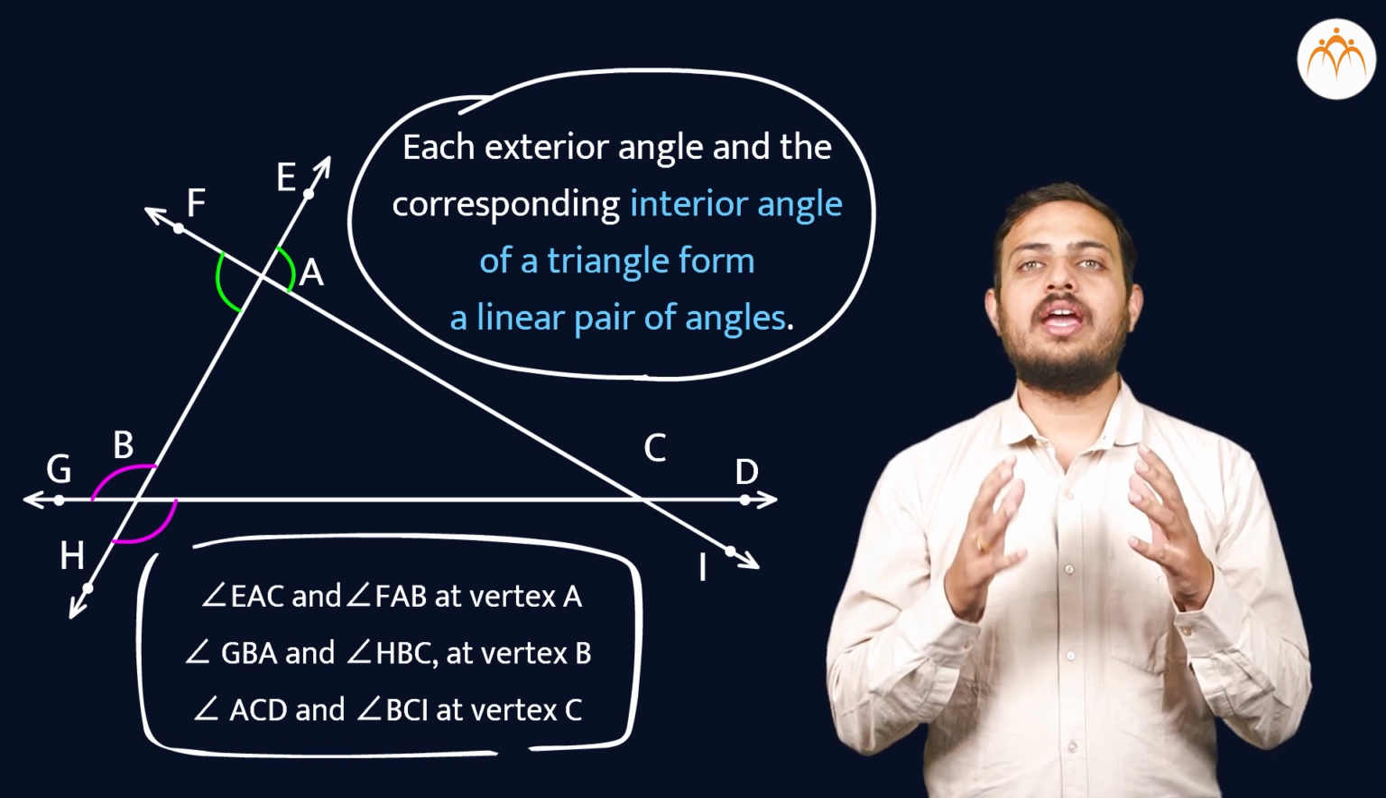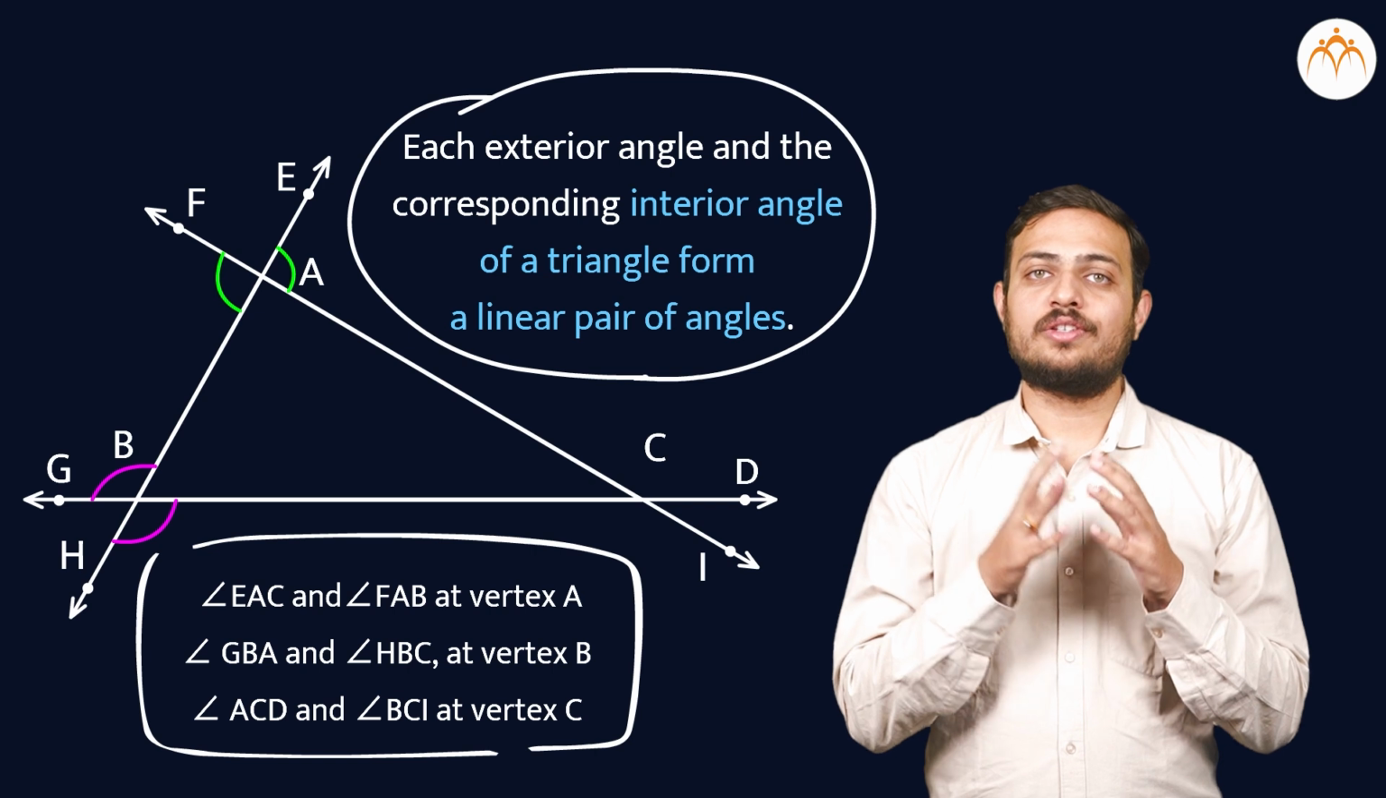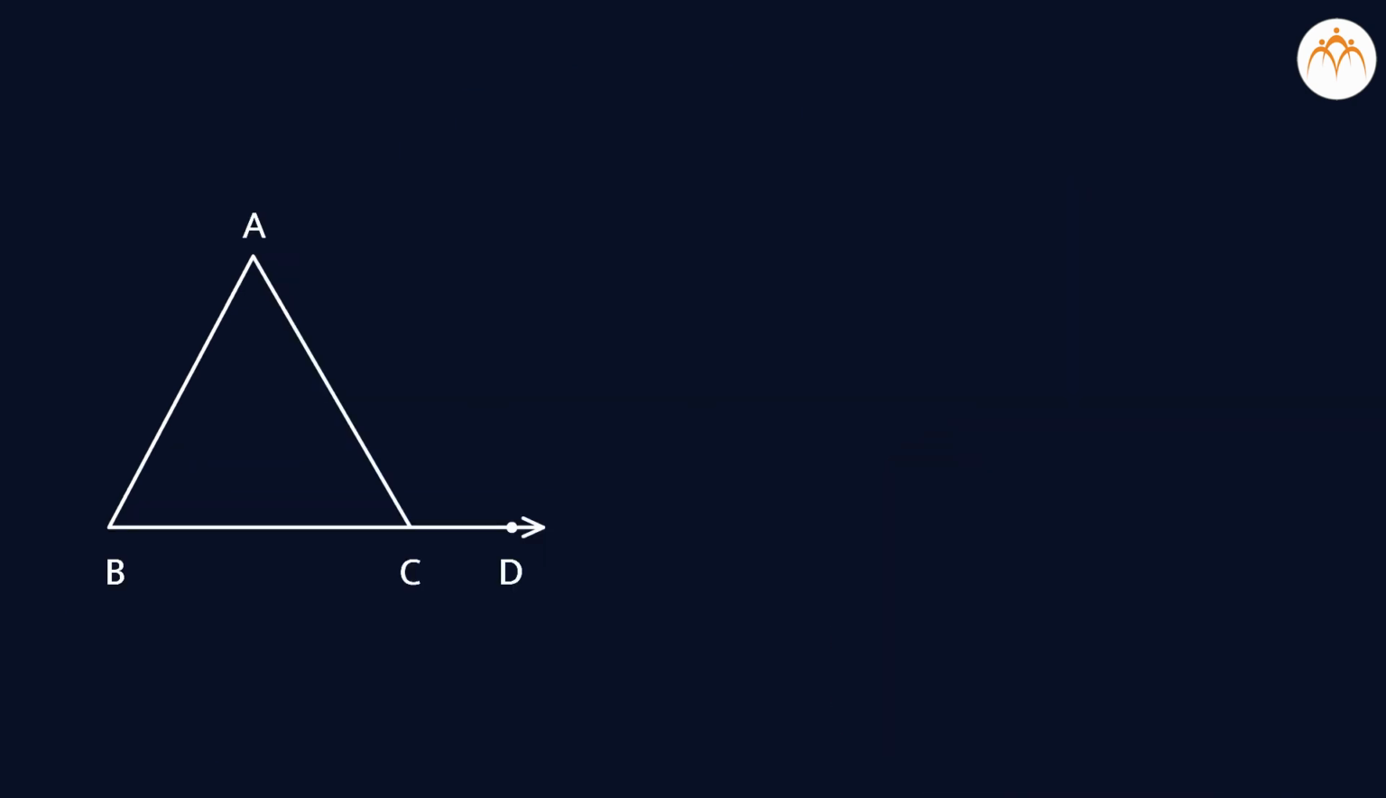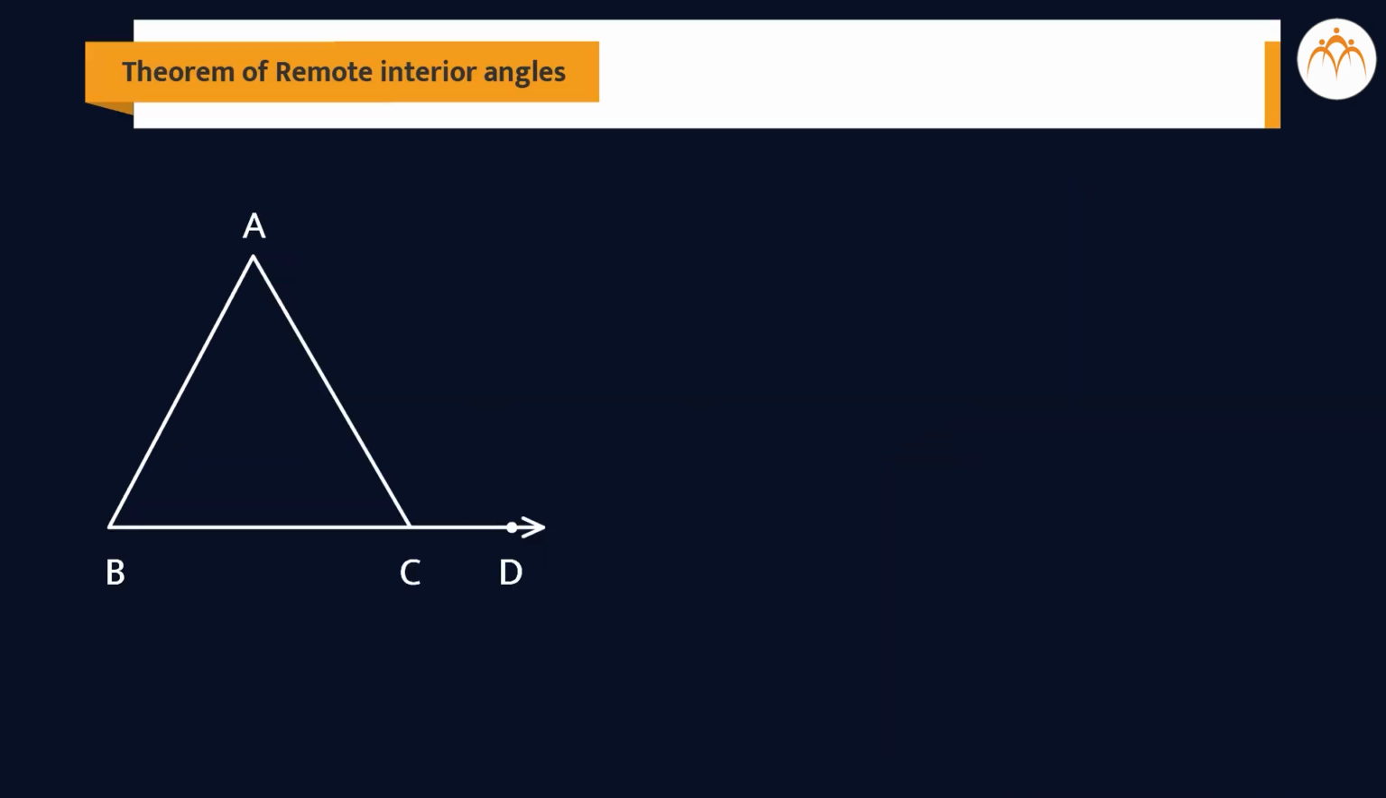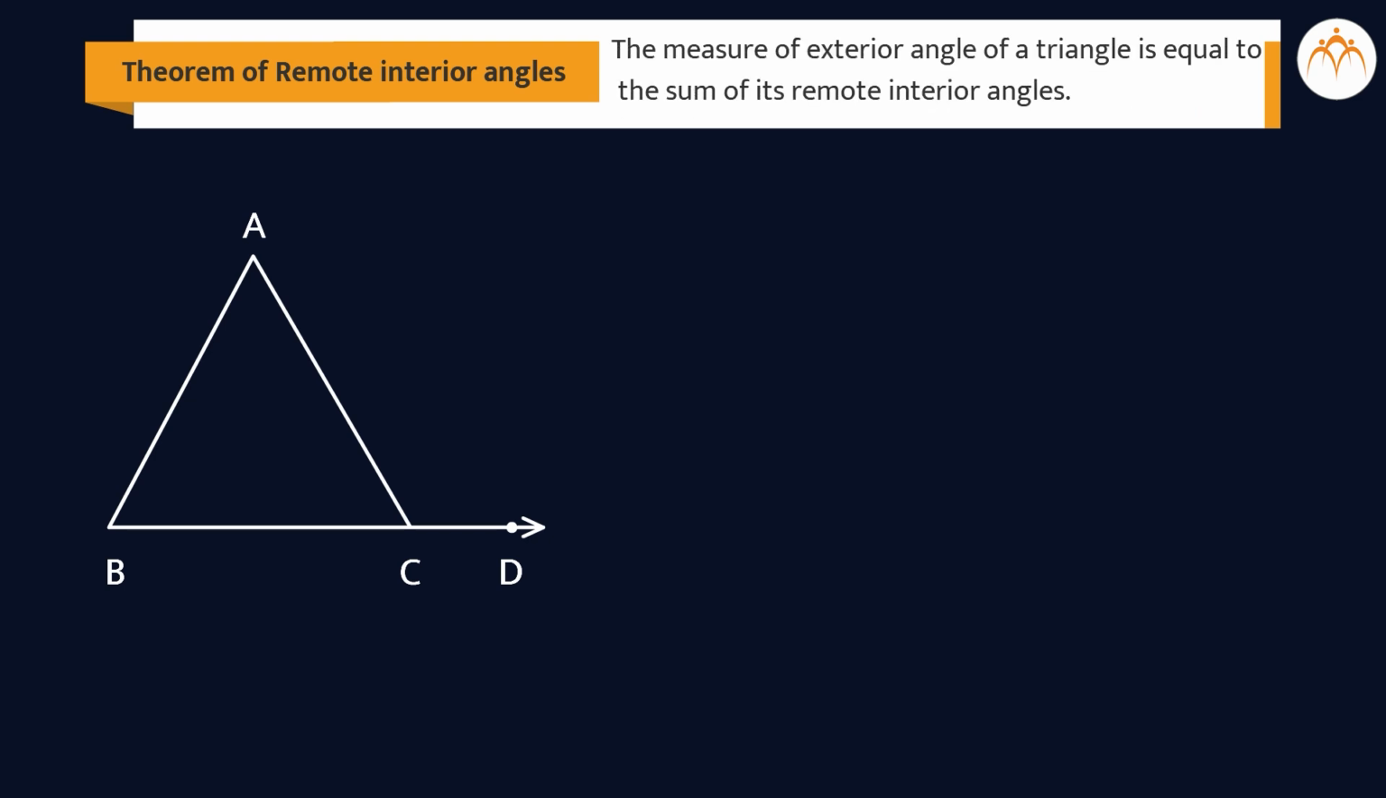Let us study a theorem regarding the exterior angles of a triangle. This is the theorem of remote interior angles of a triangle. Theorem: the measure of an exterior angle of a triangle is equal to the sum of its remote interior angles. Given, angle ACD is an exterior angle of triangle ABC. To prove, measure of angle ACD is equal to measure of angle BAC plus measure of angle ABC.